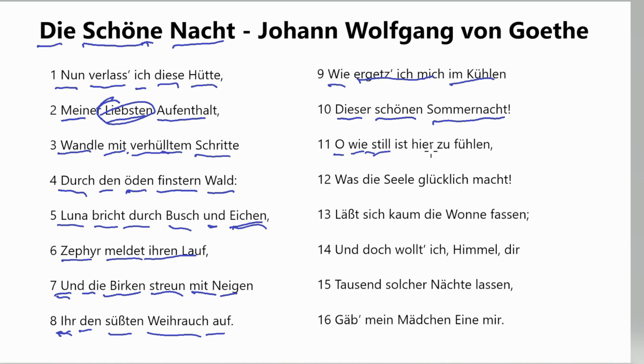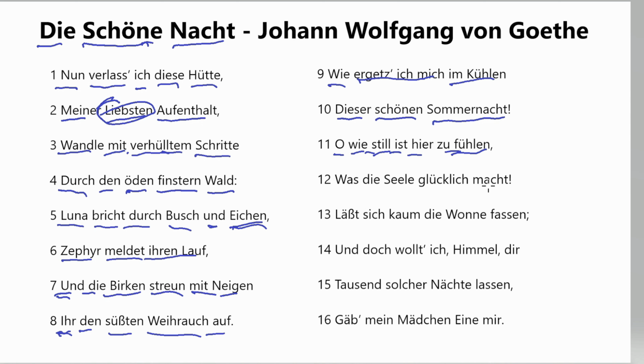Oh, wie still ist hier zu Föhn. So ist hier is, here is, similar word. Zu Föhn. Zu Föhn means to feel. Zu means like then in this case to, and Föhn is like feel. So oh how still is like relaxed. So oh how relaxed is it to feel here. That's what this line means. So then let's go on to the second line, or the 12th line, sorry.